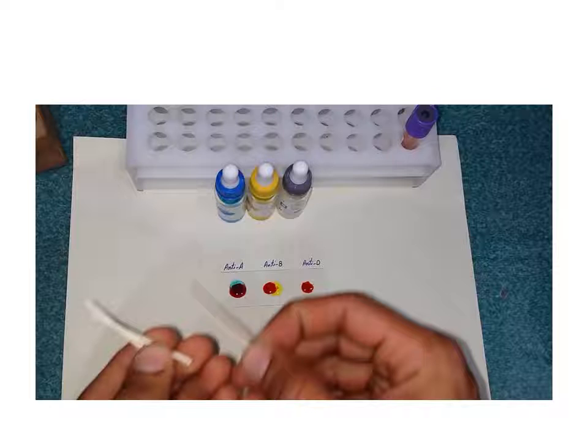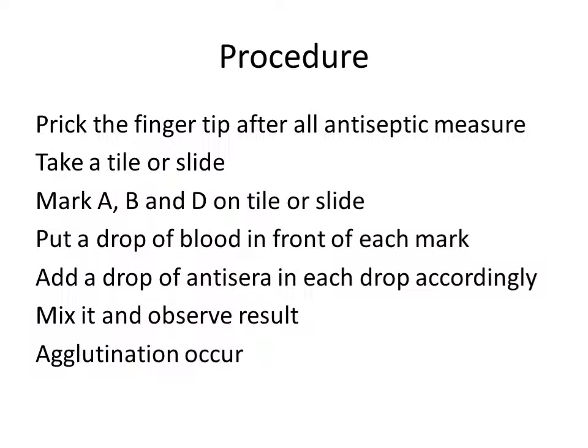So when we start the practical, prick your finger after all antiseptic measures. Take a tile, white tile or slide, and mark on that slide A at the corner, then mark A, B, and D with the help of a marker. Then put one drop of blood in front of mark A, one drop in front of mark B, and one drop of blood in front of mark D.